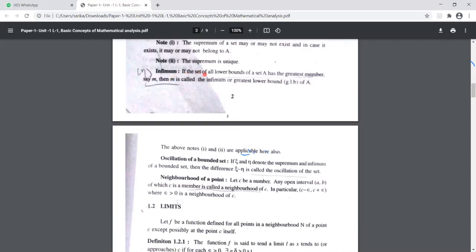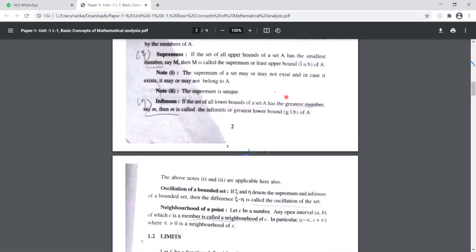Next, infimum. If the set of all lower bounds of set A has a greatest member, now for supremum it was the smallest member, for infimum it is the greatest member. Again reverse. Say small m is the greatest member, then small m is called the infimum or greatest lower bound of set A. It is denoted by theta. The above notes A and B are applicable here also.